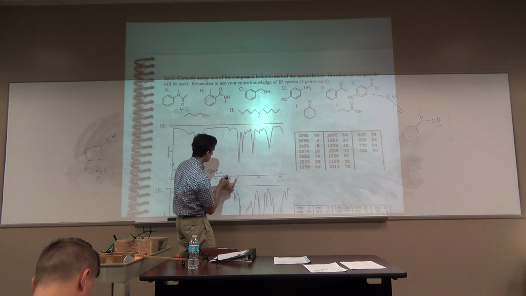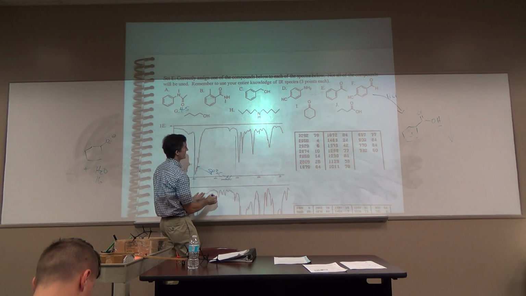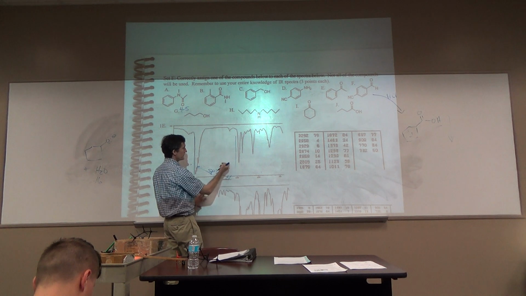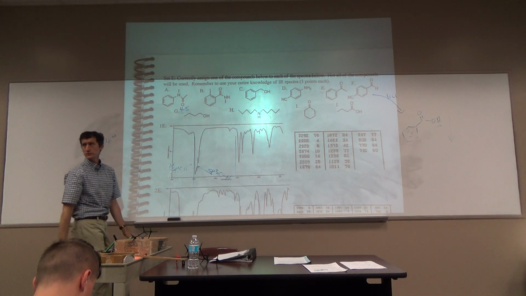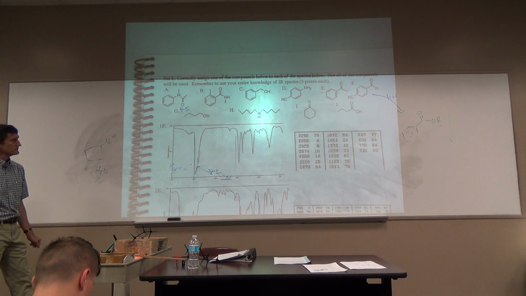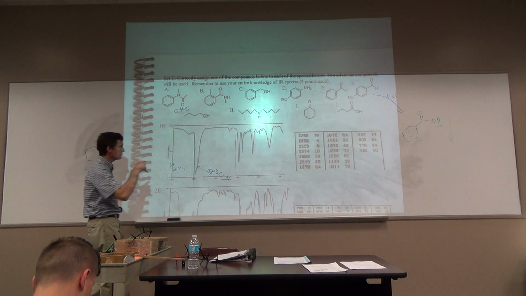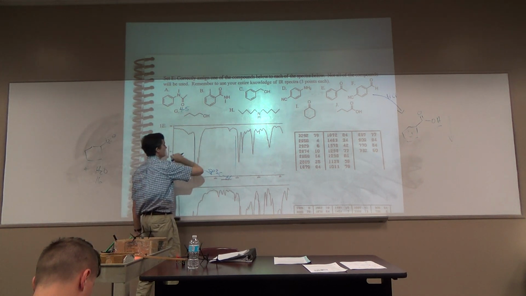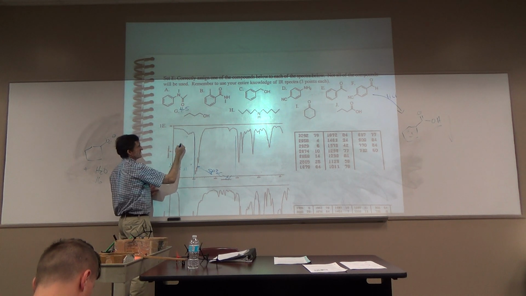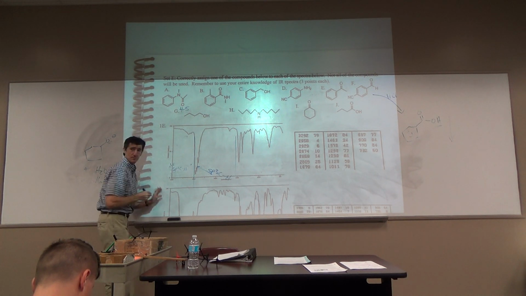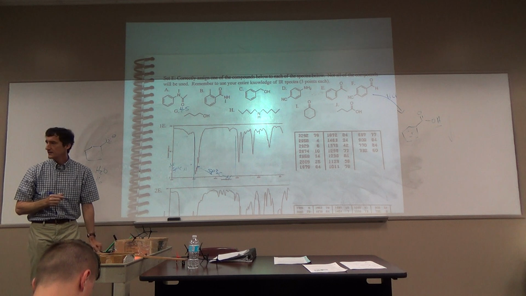What is this, 1500? That's fingerprint. How about a carbonyl? Do you see a carbonyl? 1700? That ain't a carbonyl. A carbonyl is usually a strong, intense peak. Sometimes you get rogue peaks. What is this? Could be an NH. Why do you say it could be an NH and not an OH?